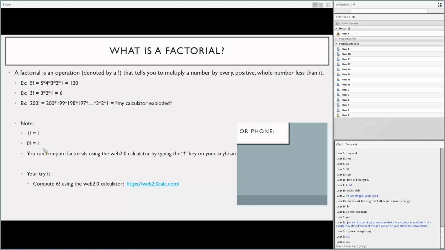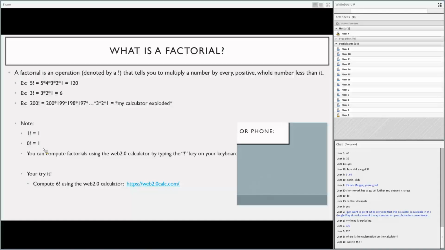Thanks, James. I didn't see your note, but yes, it is available on your phone also. You can browse to it on your phone also if you don't want to download it for some reason. So lots of options here.